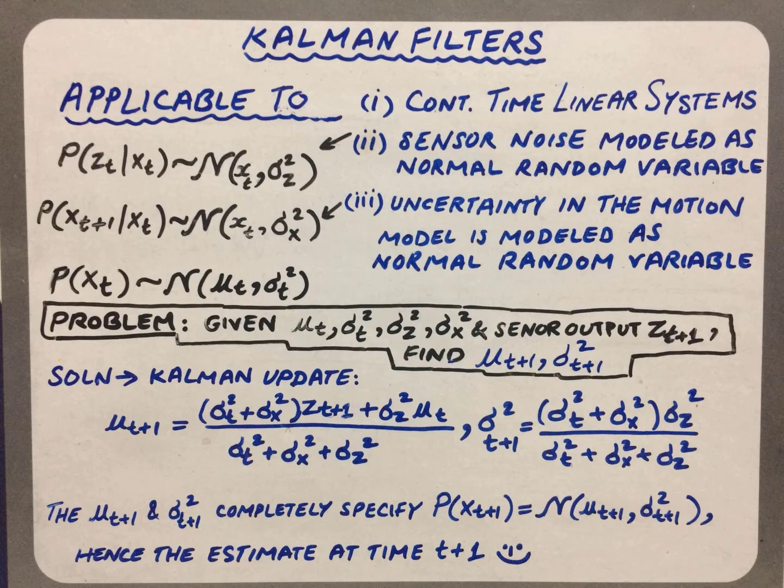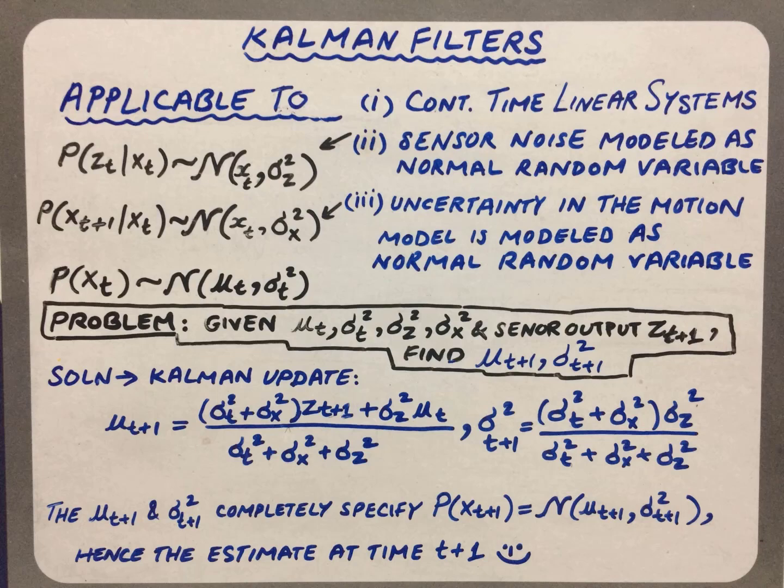The update of the variance of the estimate at time t plus 1 is basically the sum of the variance of the previous estimate, that is sigma t square, plus the variance in the motion model, and the sum is multiplied by the variance in the noise model, sigma z square, divided by the sum of all the variances. So this is a nice succinct representation of the estimate update.